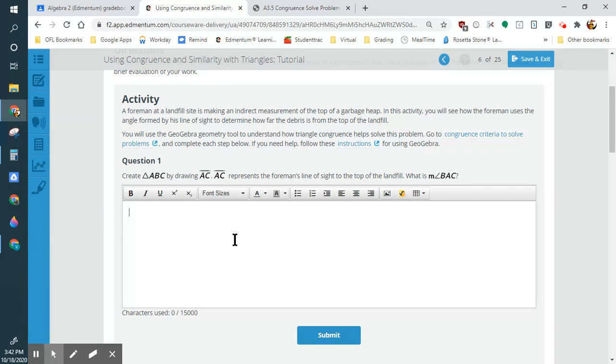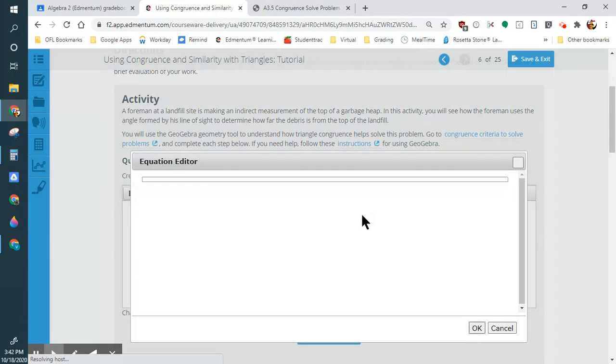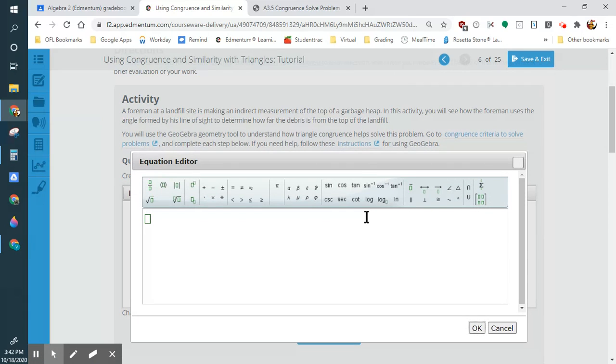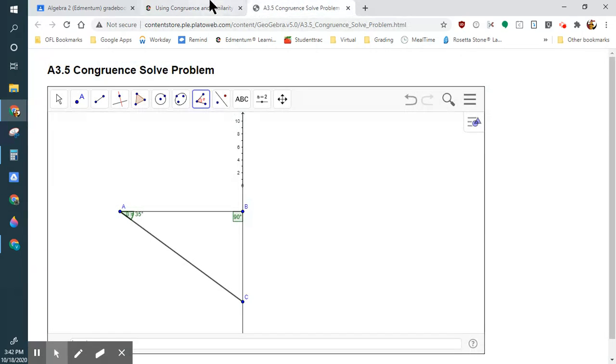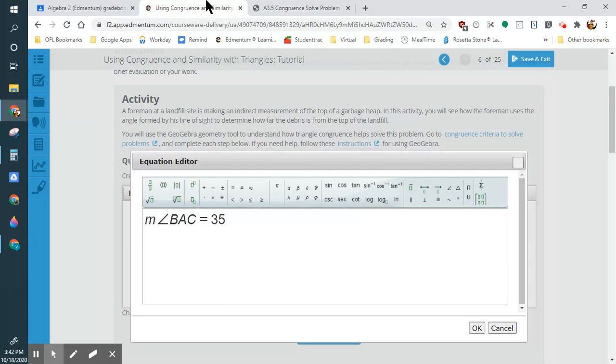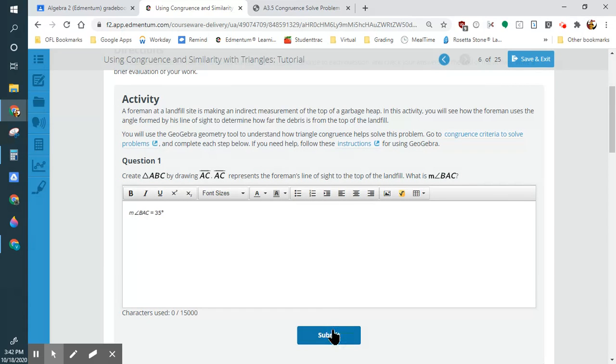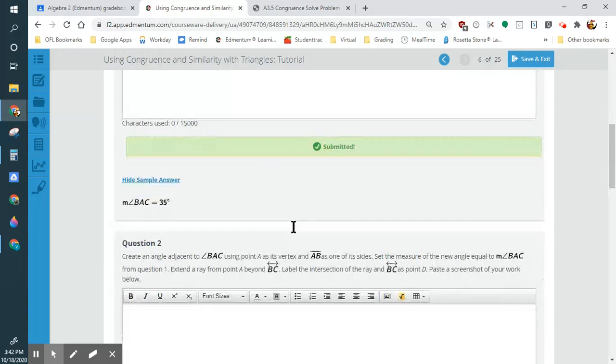What is angle BAC? The measurement of angle BAC is equal to, and we don't say congruent, we just say equal to, because congruent would be used if we're not putting the measurement. We're measuring this angle, this is the measurement of the angle, and it is 35 degrees. Put that there. Okay, and that looks like it's all it was asking us.